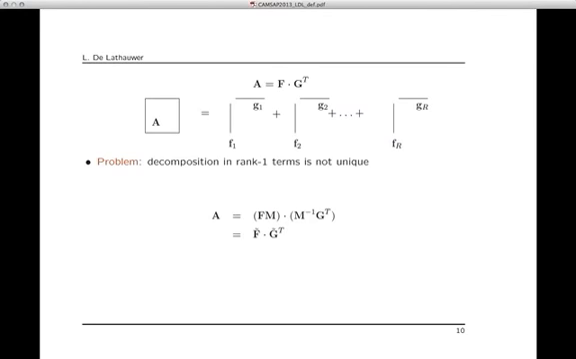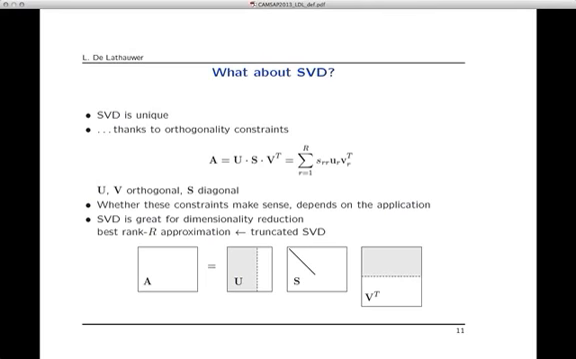So basically we are saying that if this is what we want to do, we cannot solve it by matrices. But then you might say, but we do SVD all the time, singular value decomposition. It's a decomposition in rank 1 terms, and we thought SVD is unique, right? Yes, it is unique if the singular values are distinct.